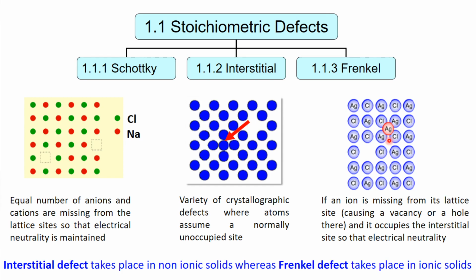So one question arises: what is the difference between interstitial and Frenkel defects? Interstitial defects take place in a non-ionic solid, whereas Frenkel defects take place in an ionic solid where we have cations and anions. So this is the main difference between Frenkel and interstitial defects.